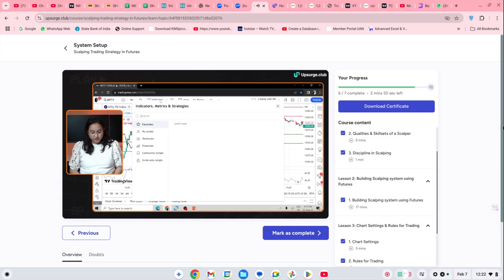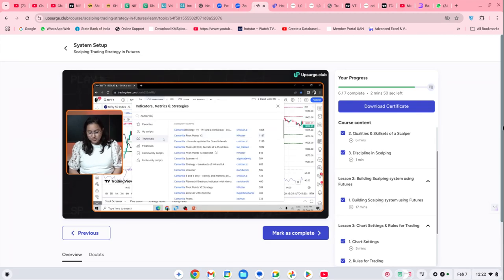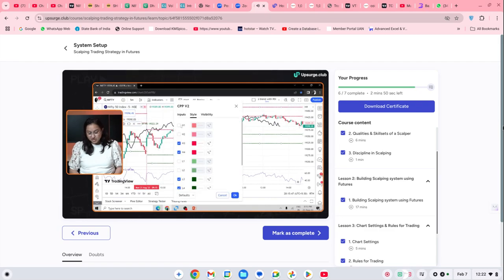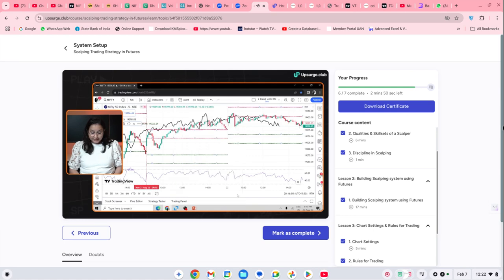The second indicator which we use out here is Camarilla pivots. When I type in the indicators, I have to use the Camarilla pivot V2. This is the indicator which I use, and once I add the indicator to the screen, I will go to the settings again. I will uncheck the H1, H2 and L1, L2 levels from here. I just need the H3 and the H4 and L3 and the L4 levels to indicate the support and resistance for that particular day.